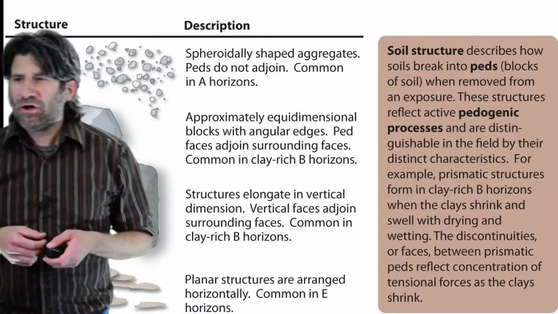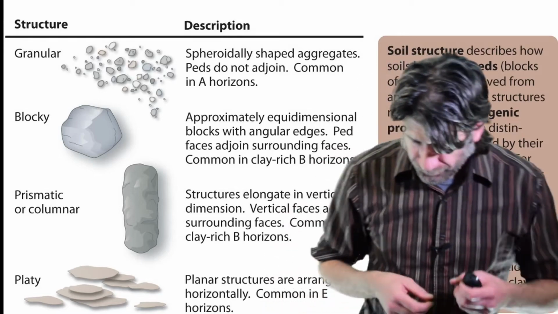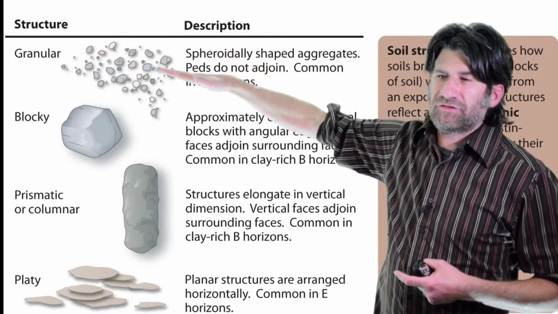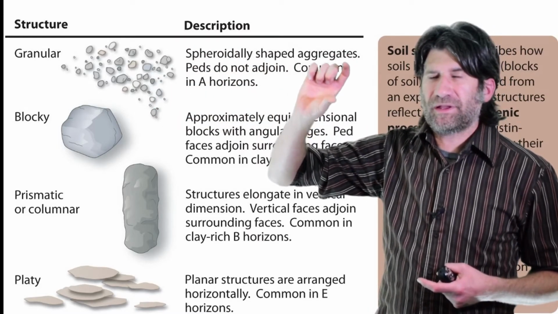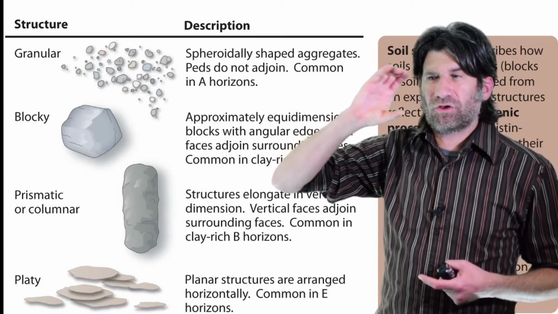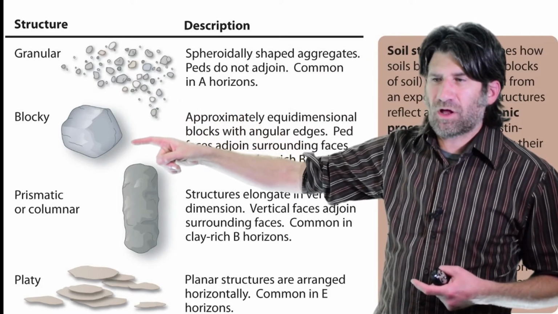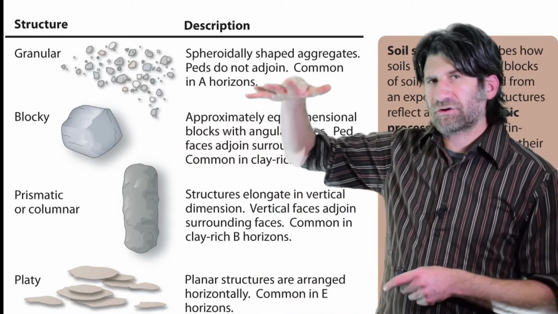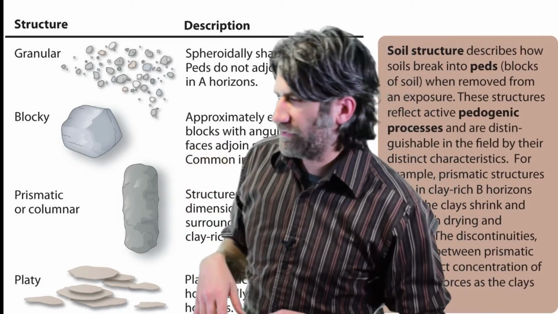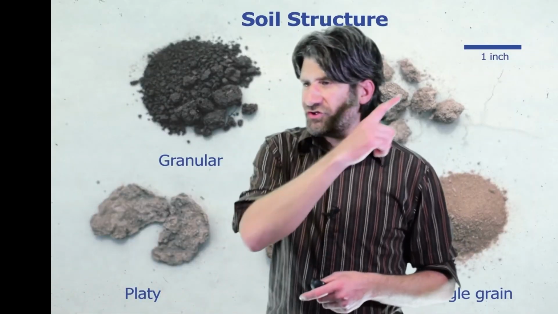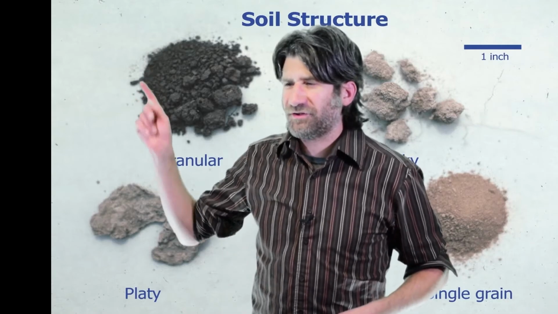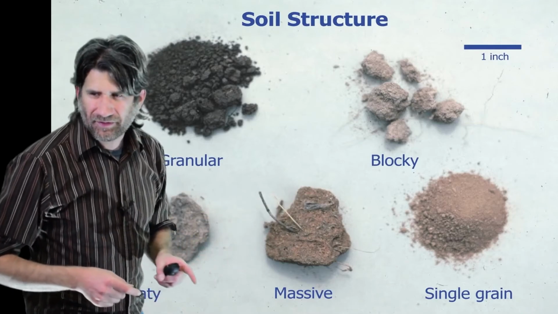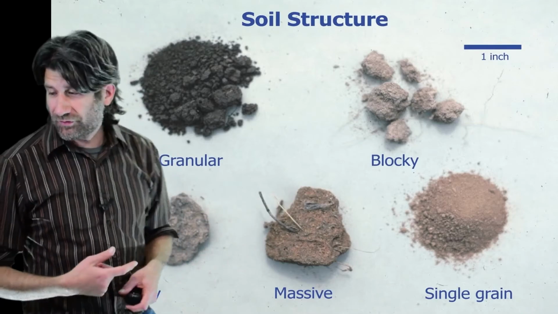Okay, moving on. Our other morphological characteristic we can quantify is the structure. There are different structures of those peds, basically those soil aggregates. Are they granular? Are they blocky? Are they prismatic, kind of got these columns, or are they platy? So we characterize different soil horizons based on the structure. Here are some nice pictures showing granular soil, blocky soil, single grain, massive, right here underneath, platy soil.